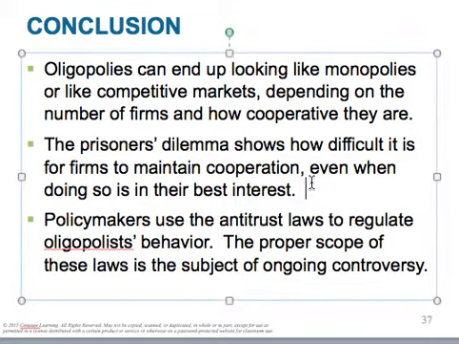Policymakers use antitrust laws to regulate oligopolist behavior. The proper scope of these laws is subject to ongoing controversy. This is something that's happening every day. If you ever hear about mergers of, say, large cable companies, they're going to have to go in front of the FTC, the Federal Trade Commission, and justify increasing the concentration in the market among, say, the top four. If they all merge together, you're moving more and more towards a monopoly or a duopoly, which means firms are going to have market power.